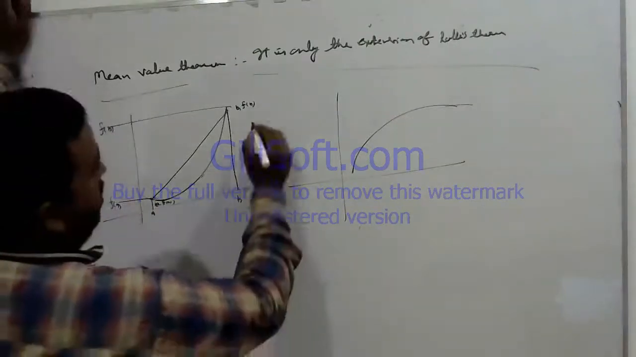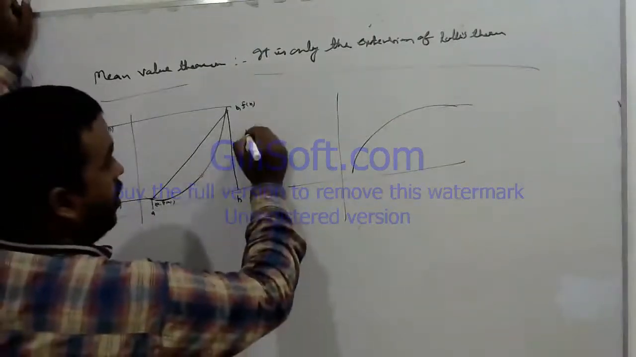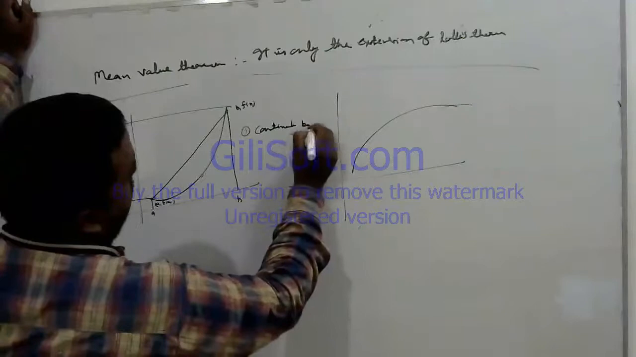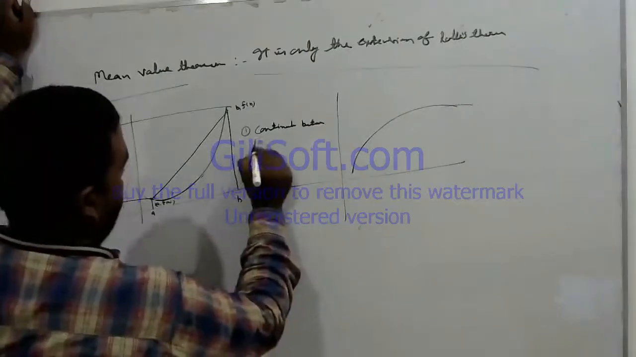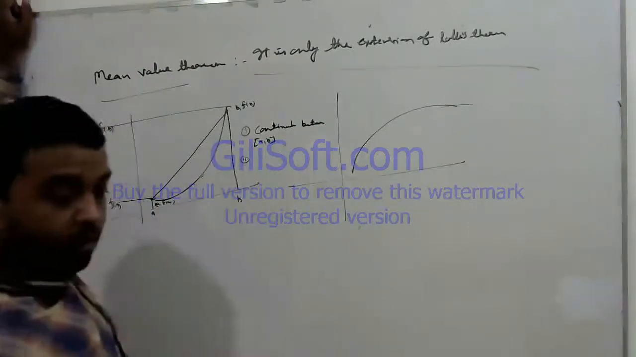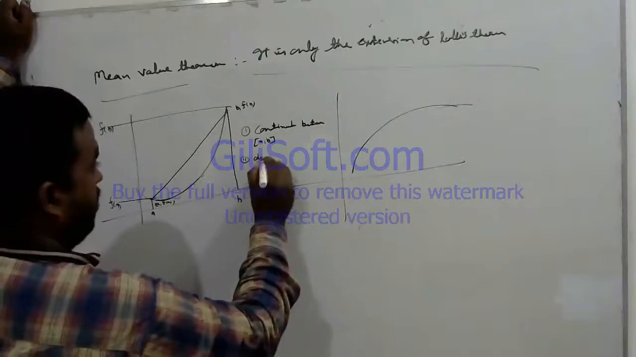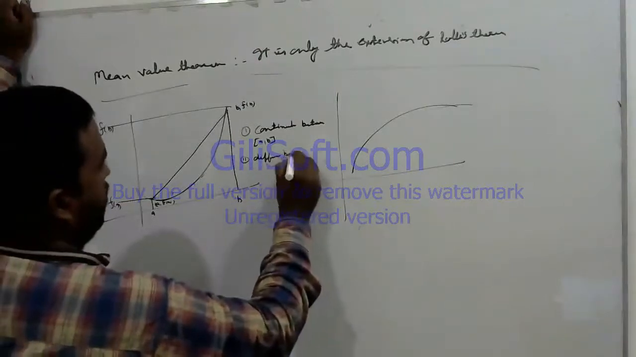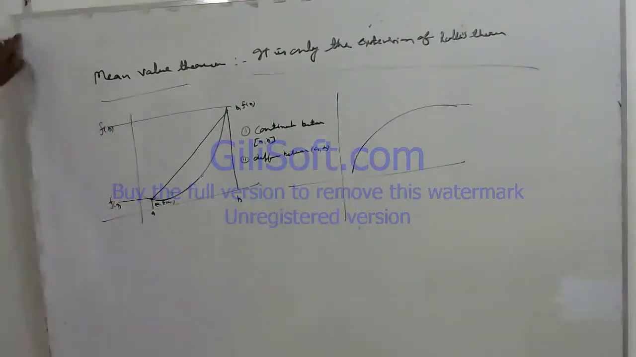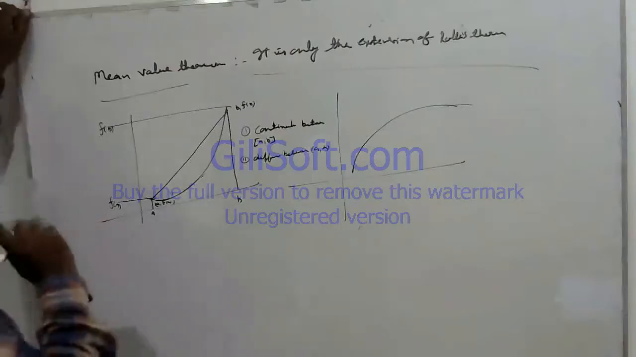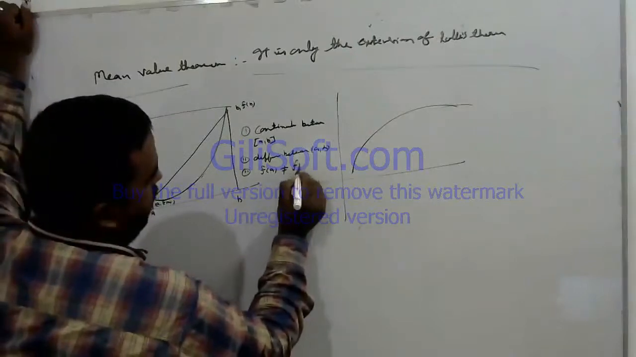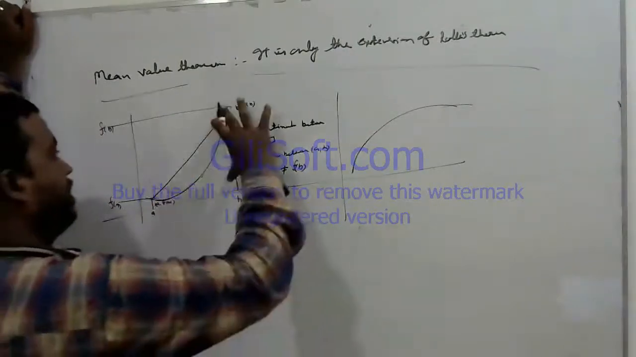Now again check, this curve is continuous between closed interval [a, b], except these two points it is differentiable also, so differentiable between open interval (a, b), and the third case is, what is the third case? Third case is f(a) is not equal to f(b). Look, you can see that this is f(a) and this is f(b). Both are not equal.